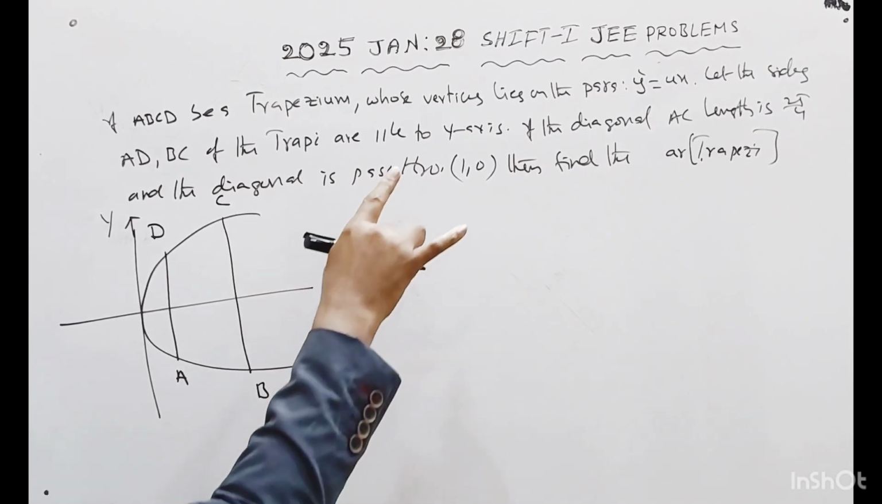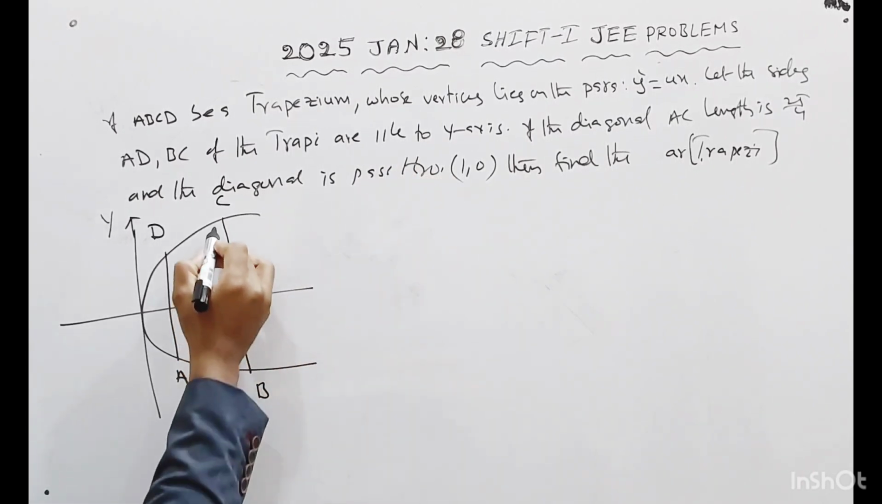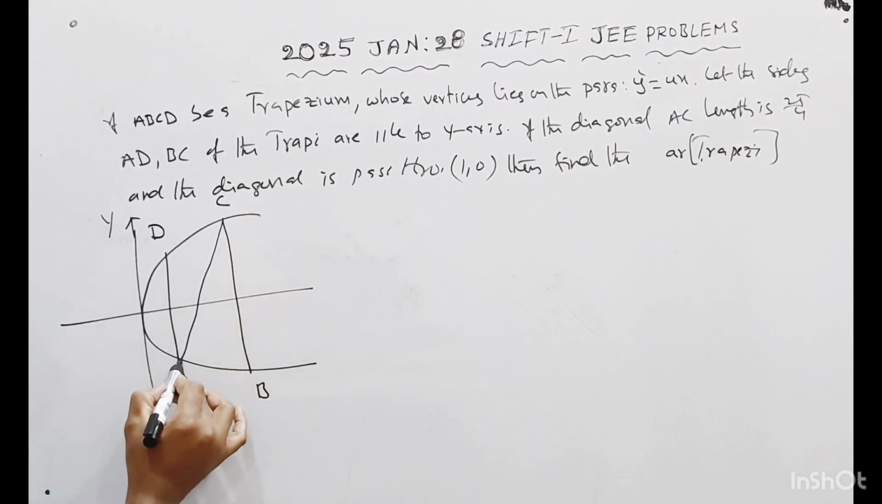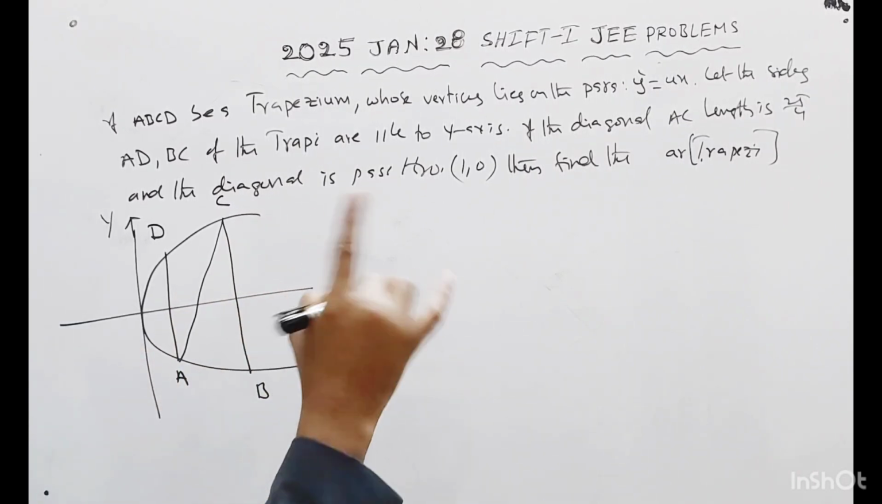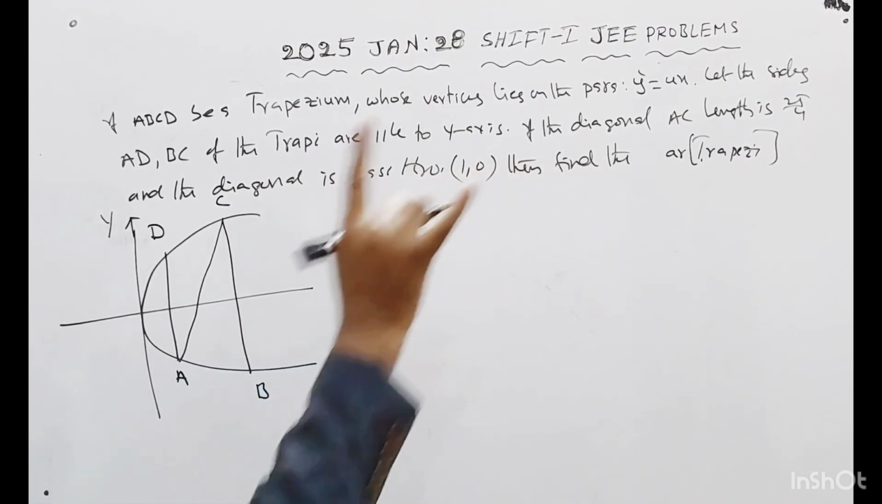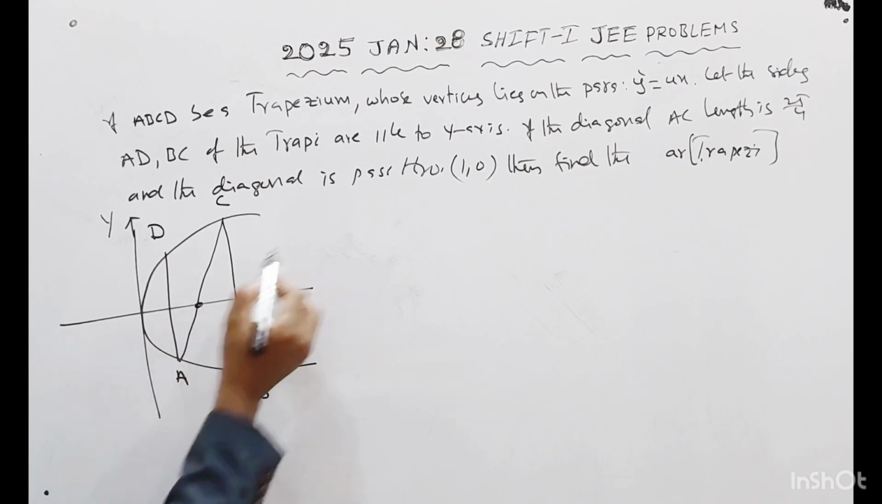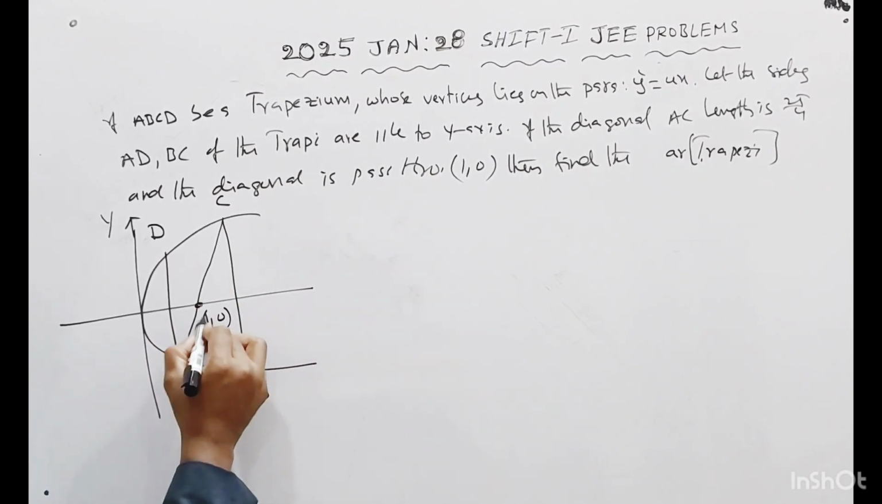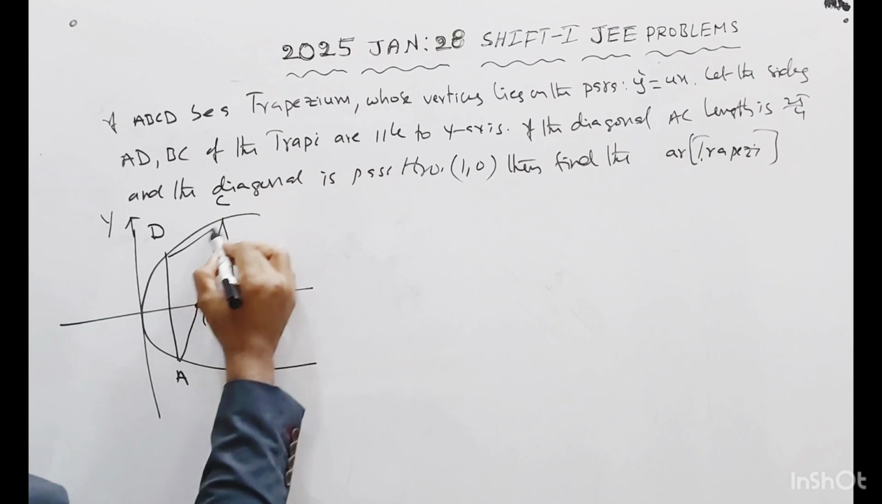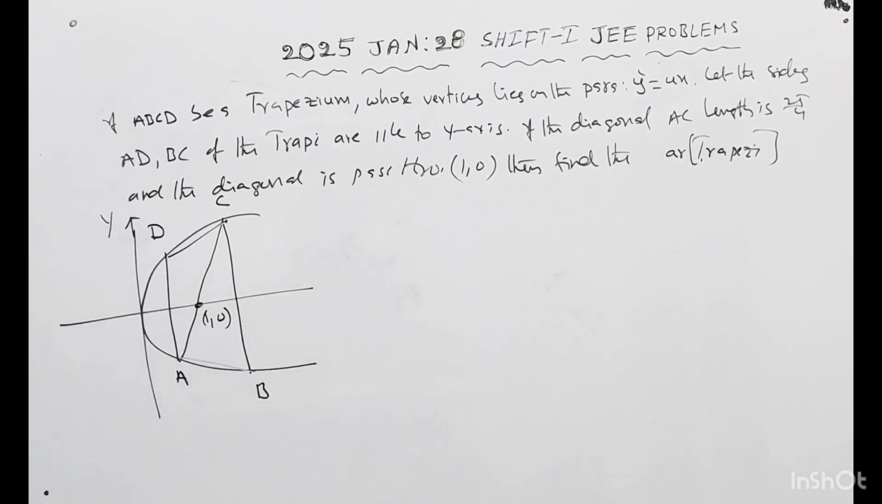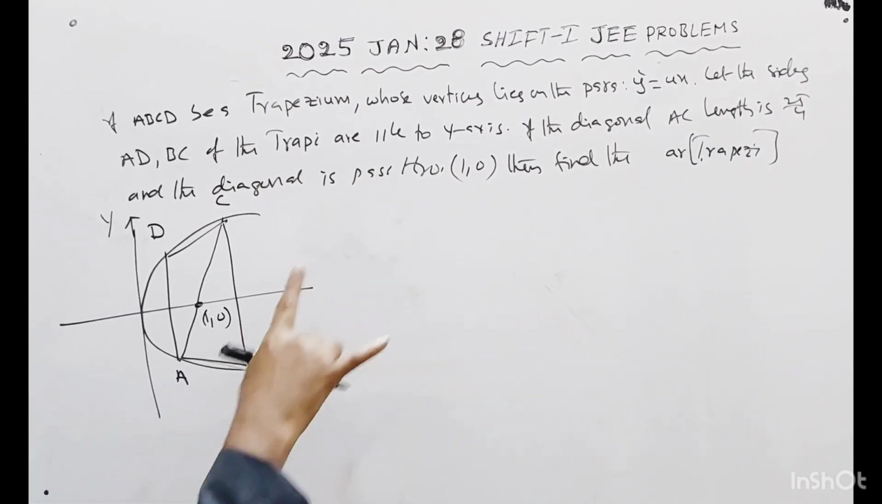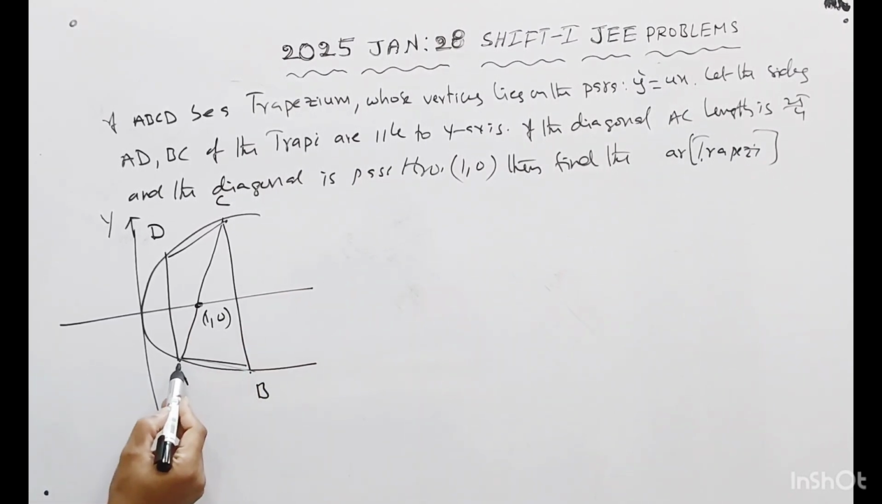Later, the diagonal AC, this is the AC diagonal. The AC diagonal length is given as 25/4, and the diagonal is passing through (1, 0). First, you join these things. This is the trapezium. They asked what is the area of the total trapezium, so we need to find this total trapezium area.